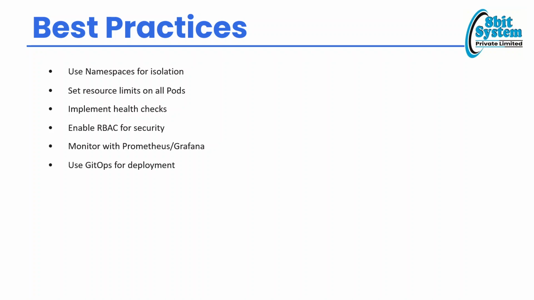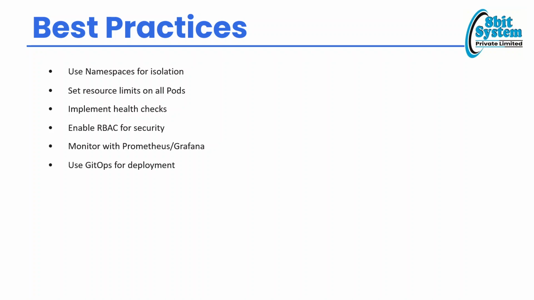Enable RBAC for security, to control who can do what. Monitor with Prometheus and Grafana for visibility and monitoring. Use GitOps for automatic deployment from Git. The philosophy: automate everything and make everything observable. That's how you build reliable systems at scale.